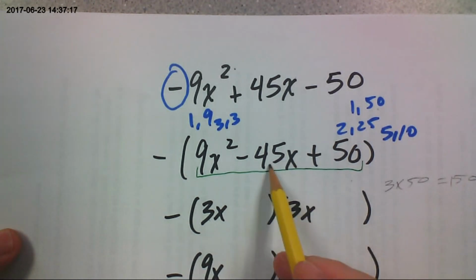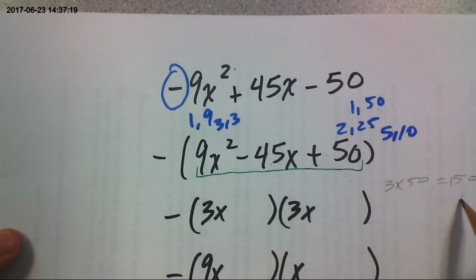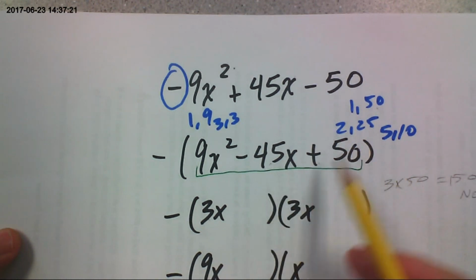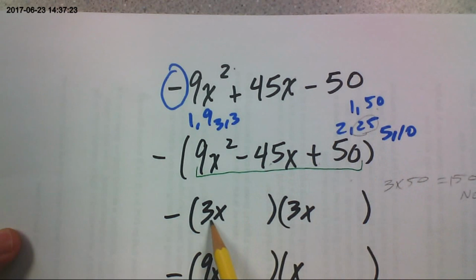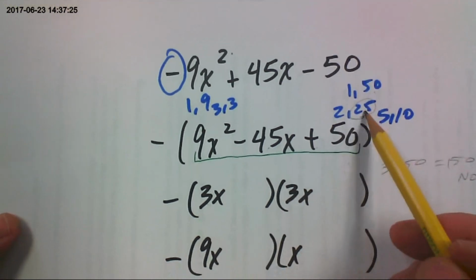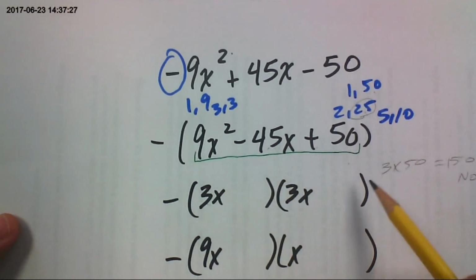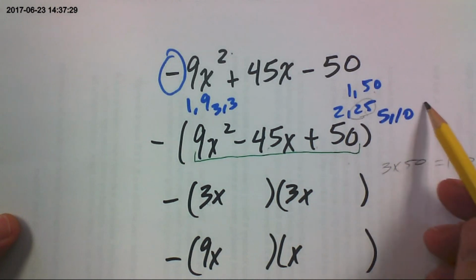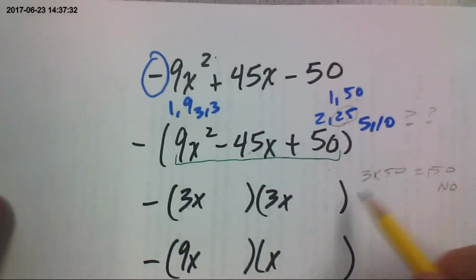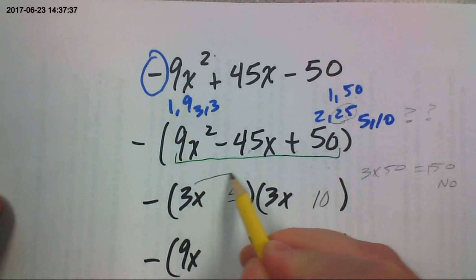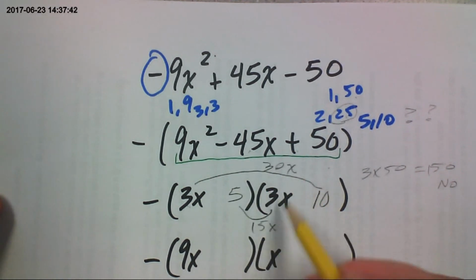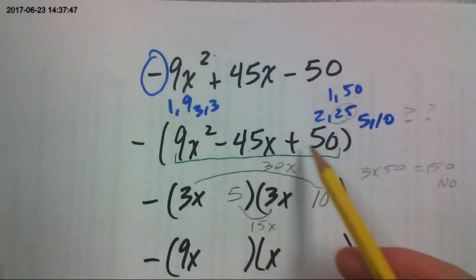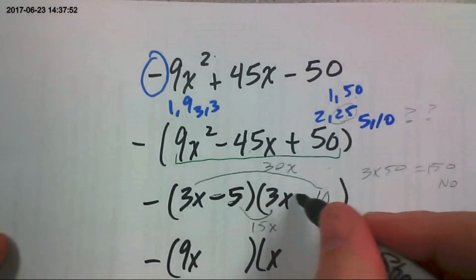Let's try 3 and 3. If I try 3 and 3 and 1 and 50, well, 3 and 50 is 150. Signs are the same. I'm going to add. I can't start at 150 and end up with 45, and I can't start with 25. 25 times 3 is 75. So maybe it's 5 and 10. Let's try 5 and 10. The outside would be 30x. The inside would be 15x, and that is 45x. So we are D-O-N-E finished.